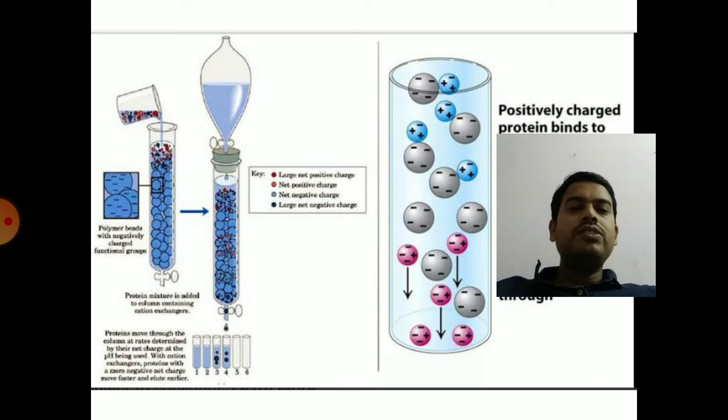So this is how you carry out the separation process. If you want to separate a positively charged protein from a mixture of negatively charged proteins, then you use a cationic exchanger. If you want to separate a negatively charged protein from a mixture of positively charged proteins, then use an anionic exchanger. So you pack the column based on the requirement of your experiment with either a cationic exchanger or an anionic exchanger.